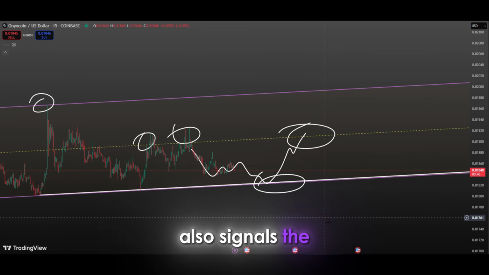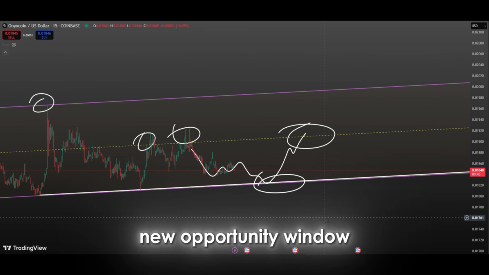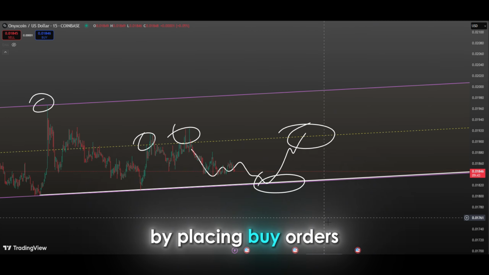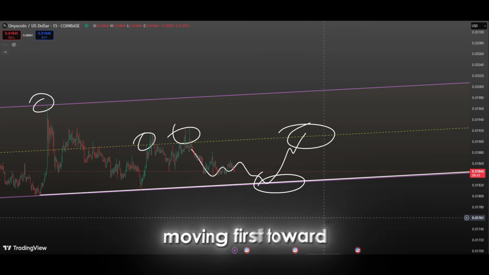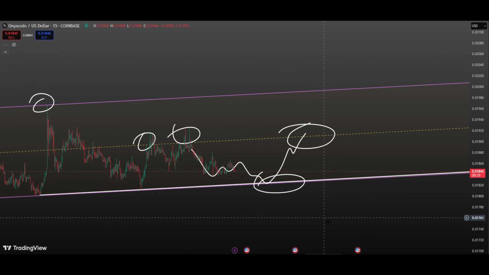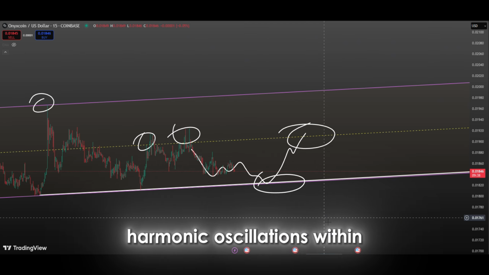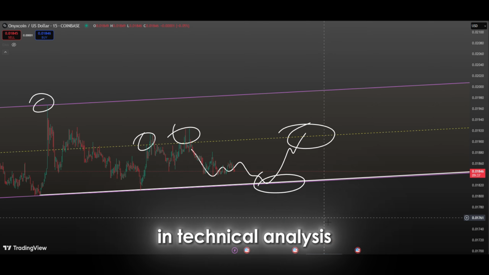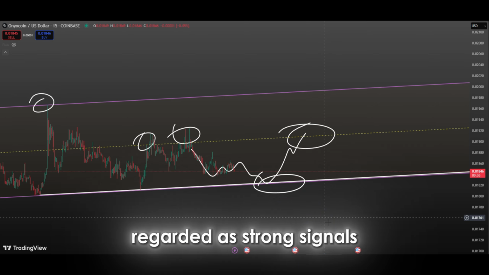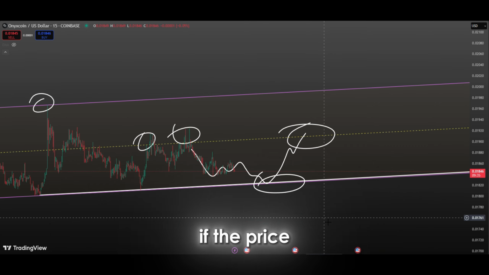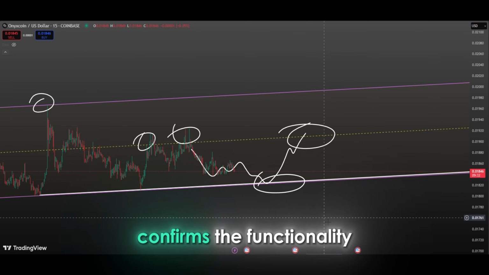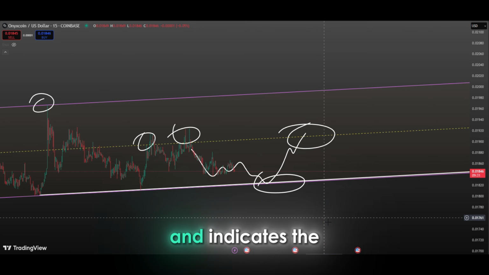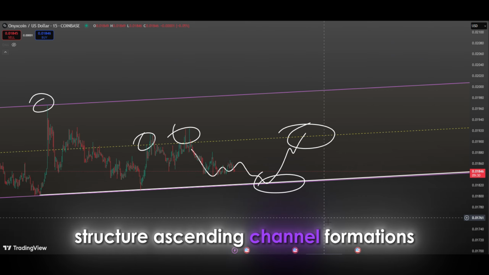Approaching the lower band also signals the opening of a new opportunity window. At this point, many investors and algorithmic systems may come into play by placing buy orders. This increases the likelihood of a swift recovery, with the price moving first toward the midline and then to the upper band. These kinds of harmonic oscillations within a channel are referred to in technical analysis as in-channel trend movements and are often regarded as strong signals. Therefore, if the price reaches the lower band and bounces upward due to renewed buying, it confirms the functionality of the ascending channel formation and indicates the continuation of a positive market structure.